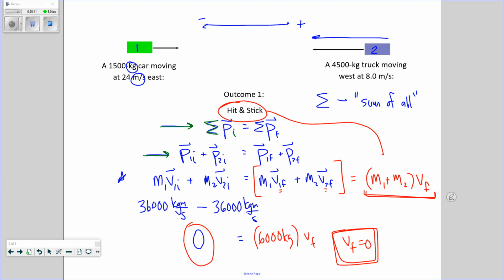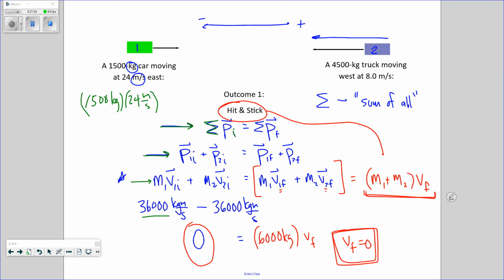Here's how you do it. The first ones plus the second ones. How do you do momentum? M times V. If you wanted to be really explicit, you would say M times V is 1,500 kilograms times 24 meters per second. I did that in my head and wrote 36,000.